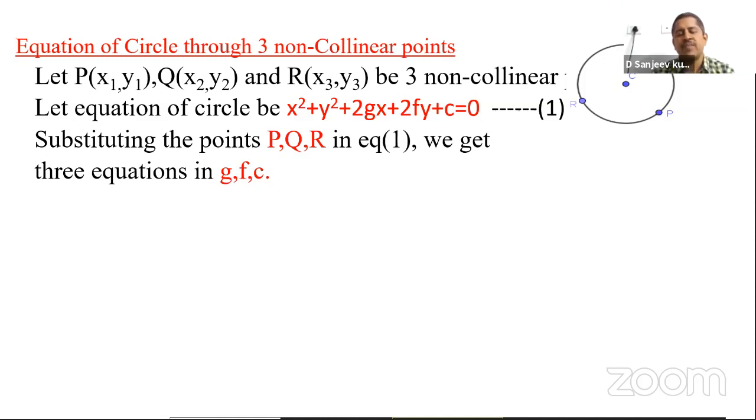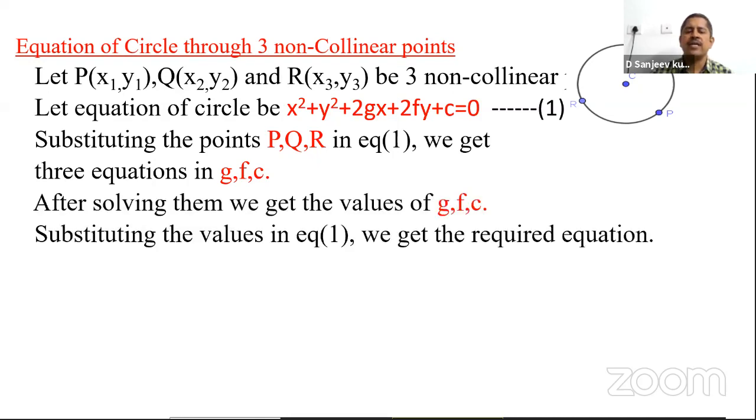So the first equation comes from substituting the point P, the second equation from substituting the point Q, and the third equation from substituting the point R. So you have 3 unknowns, G, F, C, and for that you need 3 equations: 3 equations, 3 unknowns. You just substitute and you get 3 equations in terms of G, F, C. Solve the 3 equations and you get the values of G, F and C.